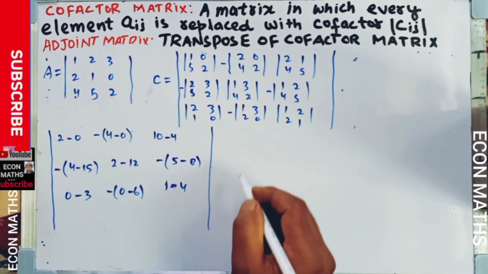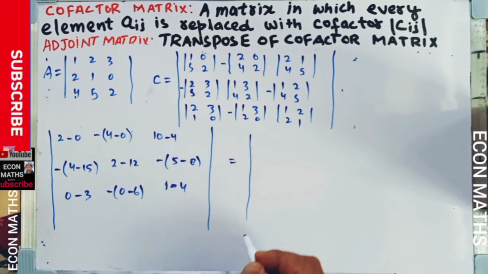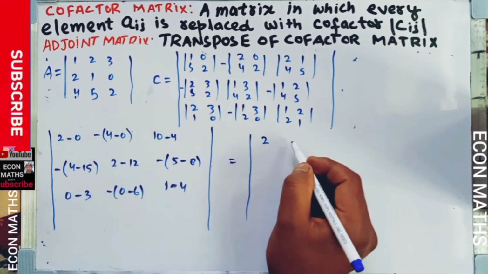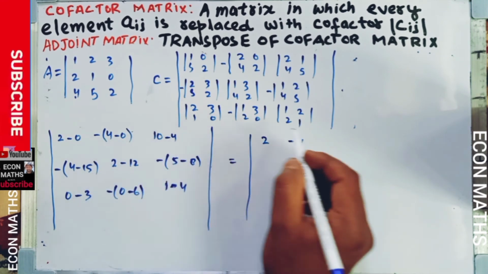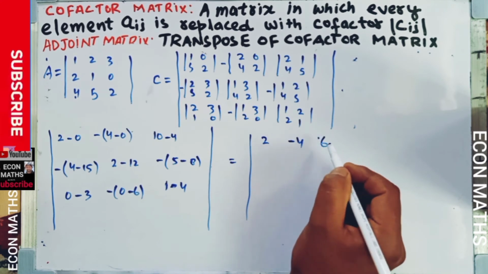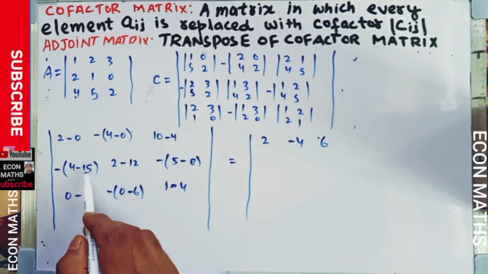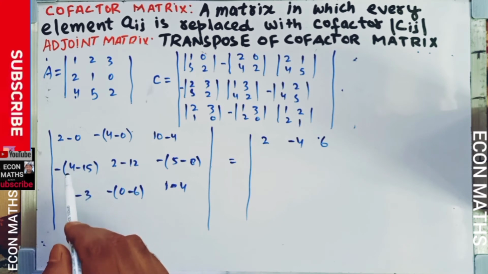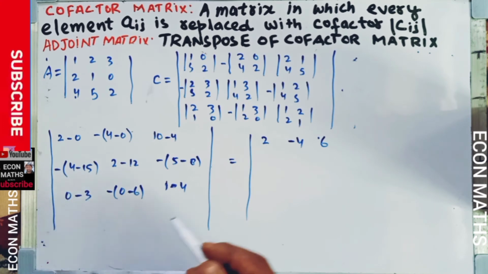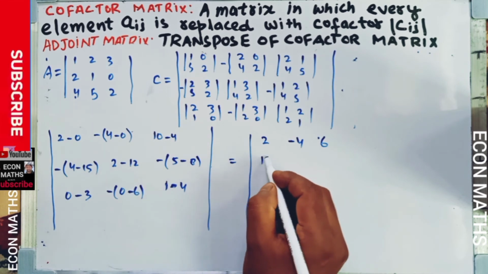Now the matrix we got is, that is, this is 2. Now here it is minus 4. Here 10 minus 4 is 6. Now yes, it is 6 here, obviously. Now 4 minus 15 is minus 11. Now we have another minus, so this will become plus 11.